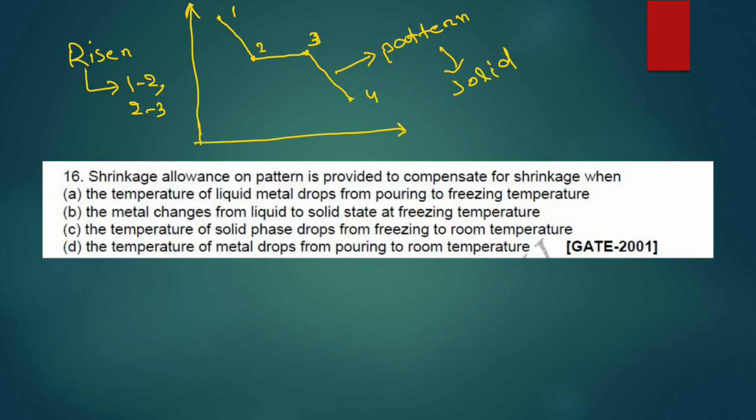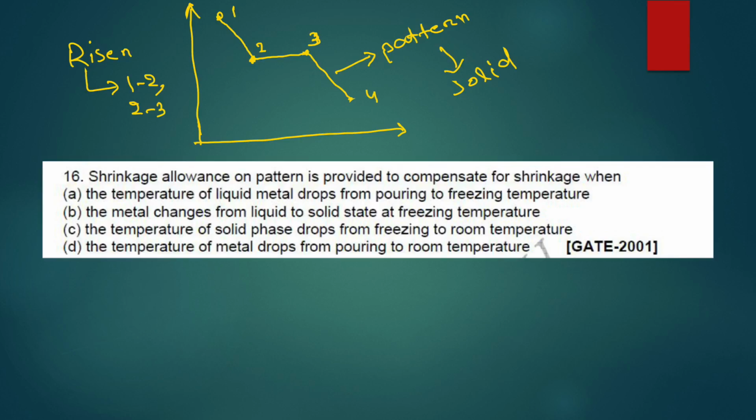So in this question, shrinkage allowance on pattern is provided to compensate for shrinkage. This point is 3 to 4, solid shrinkage. The temperature of liquid metal drops from pouring to freezing temperature. Pouring temperature is this one, 1, and here freezing temperature is 2 to 3. For this we are using riser.